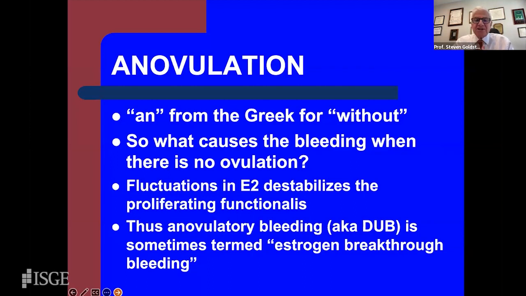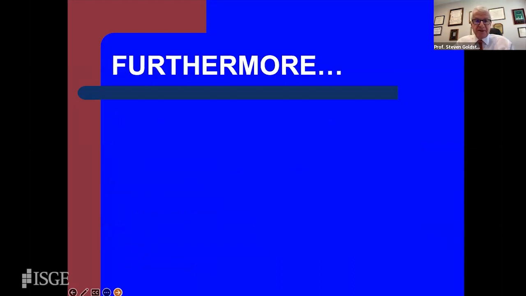So what causes the bleeding when there's no ovulation in a patient who is anovulatory? Fluctuations in estradiol will destabilize the proliferating functionalis, and thus anovulatory bleeding, also known as DUB or dysfunctional uterine bleeding, is sometimes termed estrogen breakthrough bleeding.